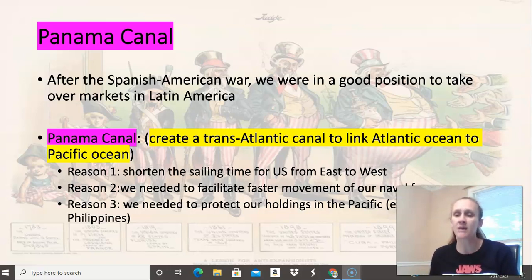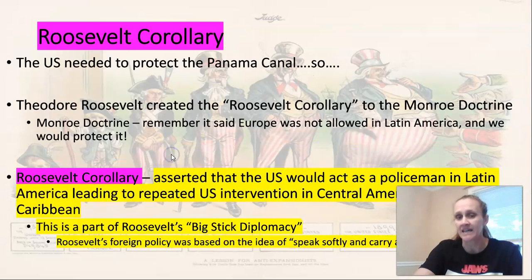And we also need to be able to have a way to protect our holdings in the Pacific, specifically Hawaii. We do have places set up in the Philippines, but Hawaii is kind of the big one. And remember, anything that's in pink or purple are your vocabulary terms, and the yellow are the notes that you need to be taking. Okay.